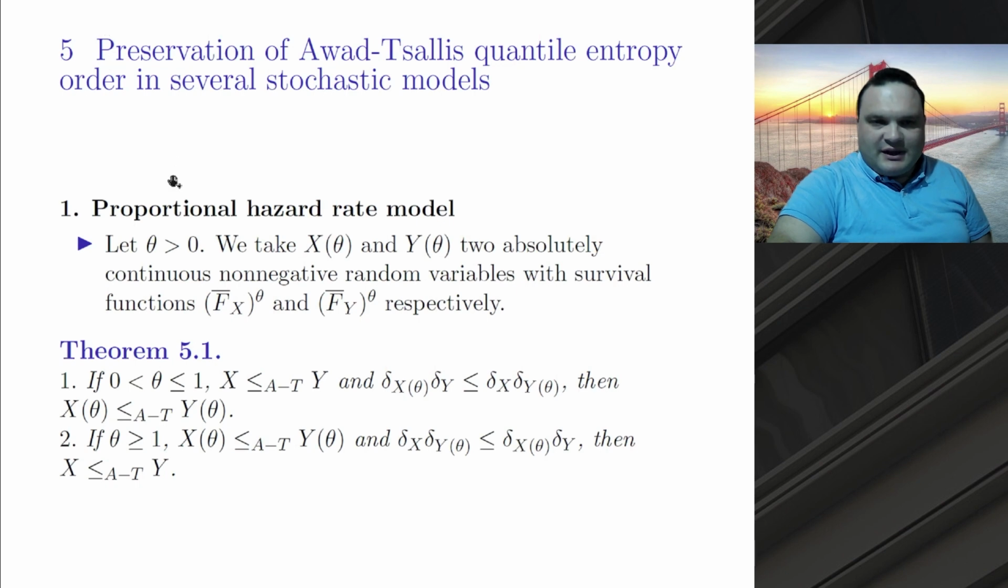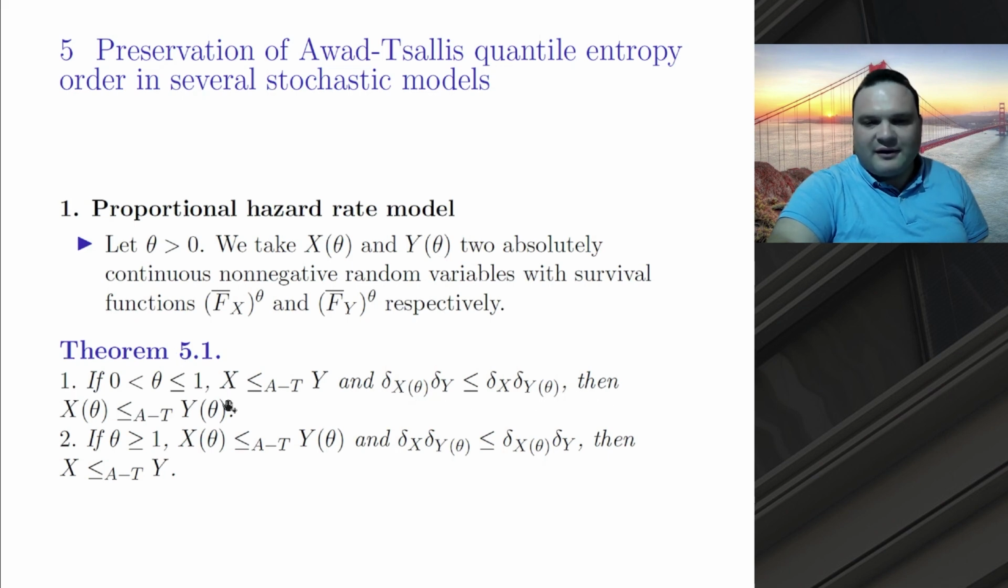In the fifth section, we investigate the preservation of this introduced order in some stochastic models. We begin with the proportional hazard rate model, which is defined here. More exactly, x of theta and y of theta for theta positive are two absolutely continuous non-negative random variables given by the survival functions F bar x at power theta and F bar y at power theta respectively. And we have this theorem which says that depending on theta, we have x is smaller than y in Awad-Tsallis Quantile Entropy order.